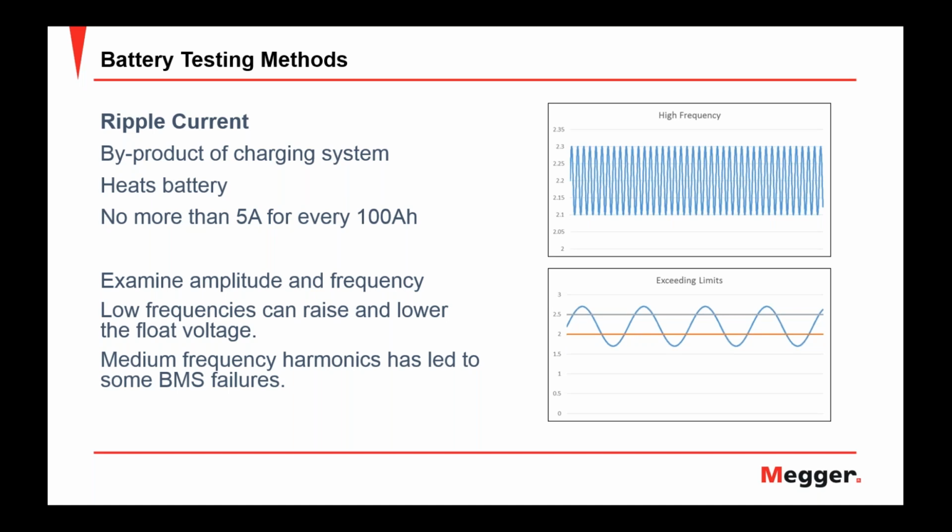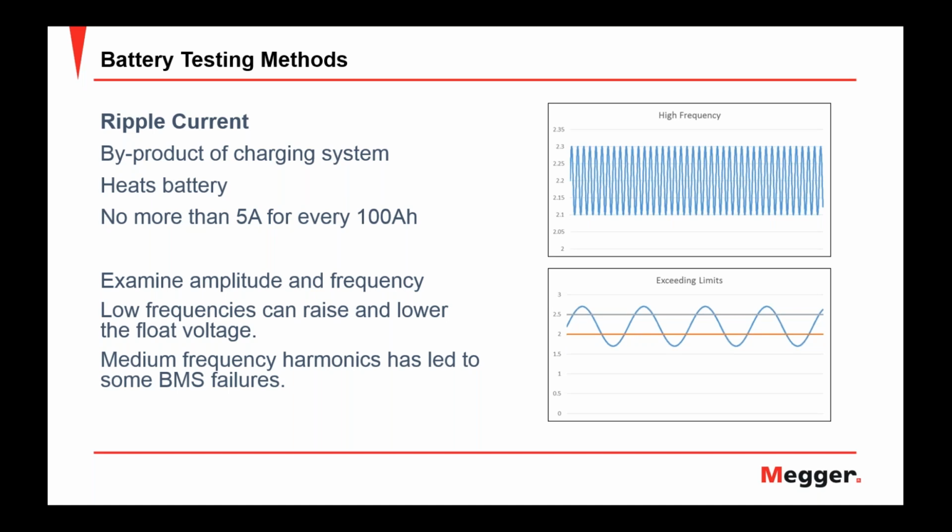The other thing that's important about ripple is the frequency. Now, typically these are lower frequency values in ripple. And most batteries, high frequency really doesn't bother them, but when you get into low frequency where it could be pushing the float voltage up and down below and above the actual float voltage recommendations, that can cause additional heating in the batteries.